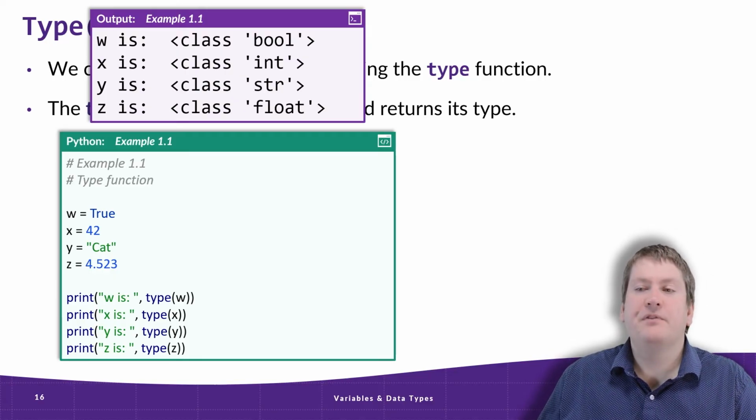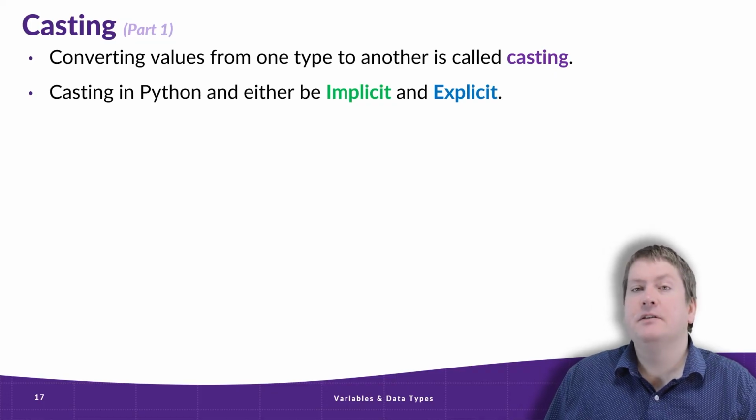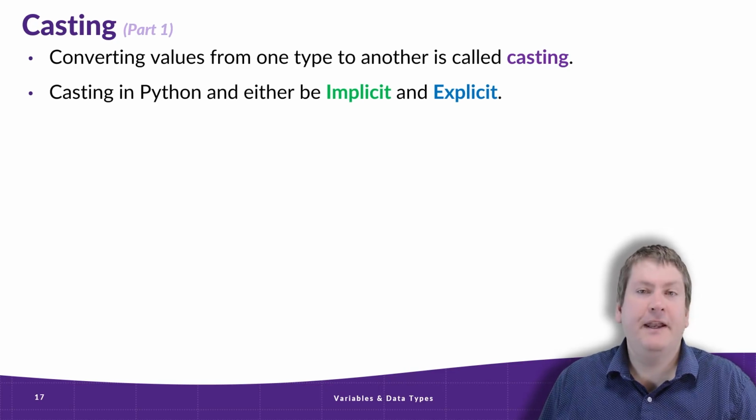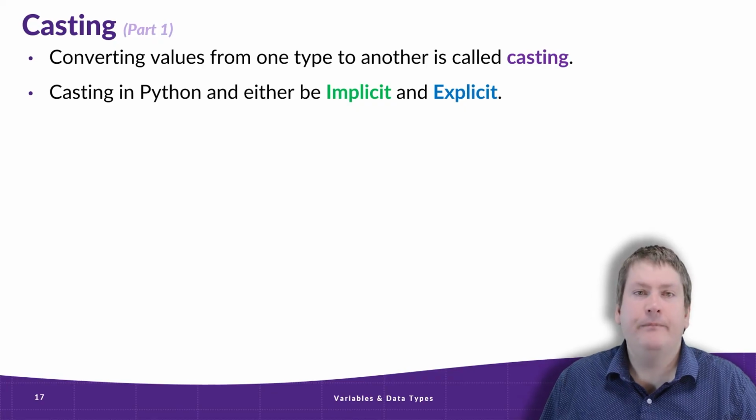These are all the short forms for those type names. Another important thing to know about types is how to convert between them. In programming, converting between data types is called typecasting or just casting. In Python, casting can happen in one of two ways, either implicitly or explicitly.